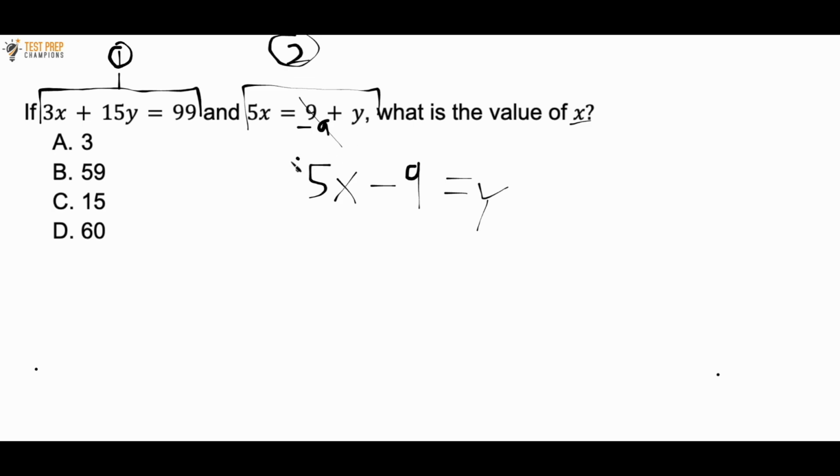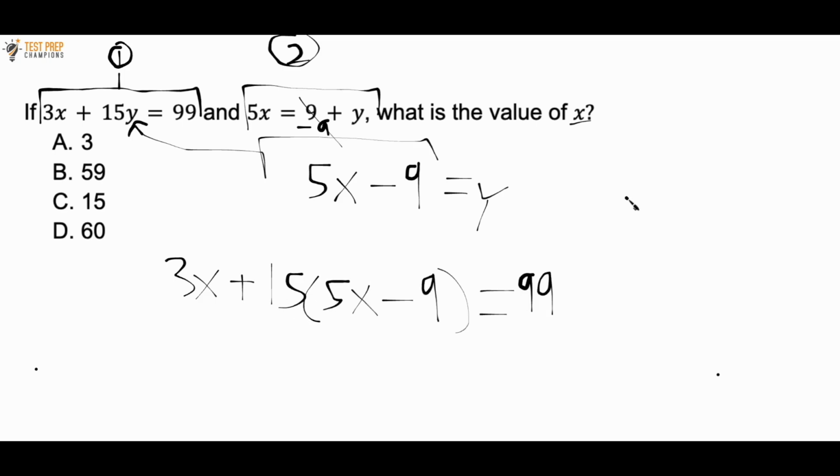So now I'm going to come over here to equation 1, and where I see the y, I'm going to replace it with 5x minus 9. So I'm going to rewrite equation 1, and when I rewrite it, I'm going to replace the y with 5x minus 9. So here's what I'll have: 3x plus 15 times (5x minus 9) equals 99.